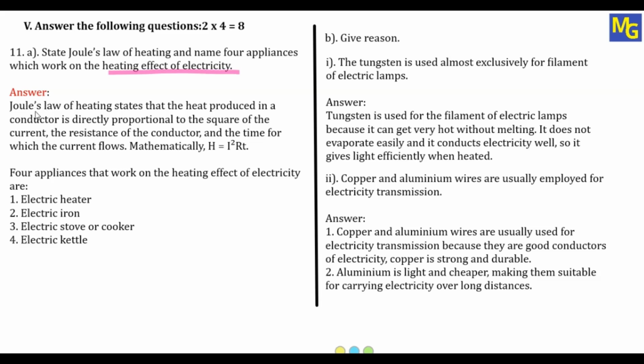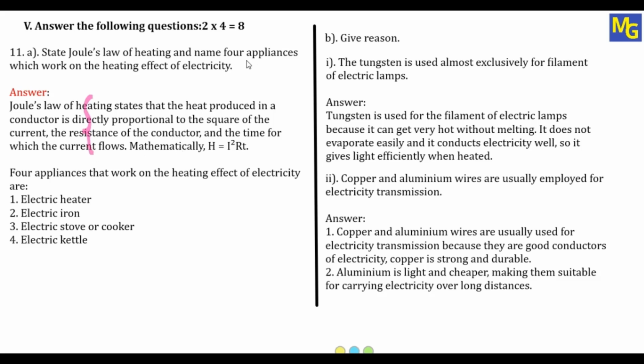So first we will state the law. Joule's law of heating states that heat produced in a conductor is directly proportional to the square of the current, the resistance of the conductor, and the time for which current flows. So remember Joule's law of heating, where heat produced, that is H, is directly proportional to the square of the current, that is I square, the resistance of the conductor, that is R, and the time for which the current flows, that is T. So H is equal to I square RT. This is nothing but Joule's law of heating. If you remember this formula, then also you can state this law very well. So this was the answer.